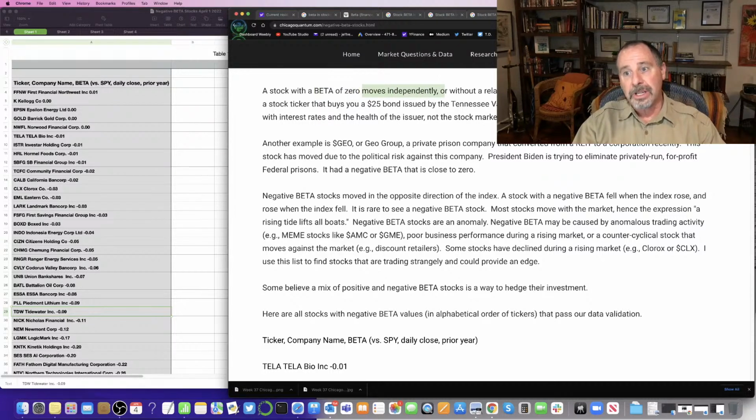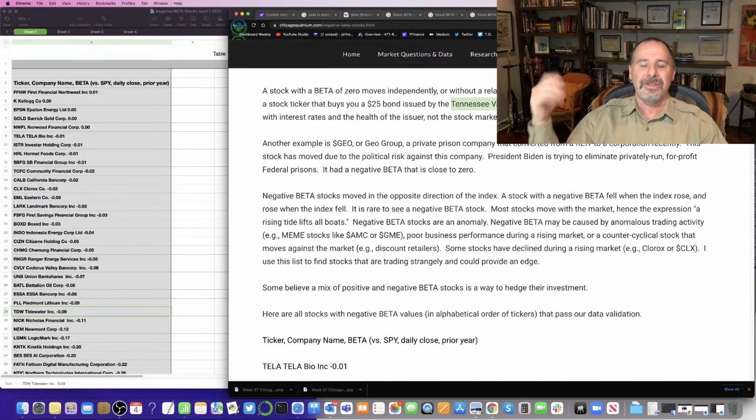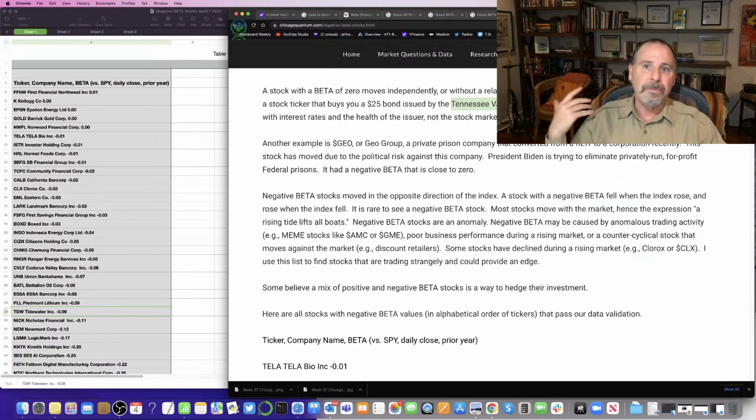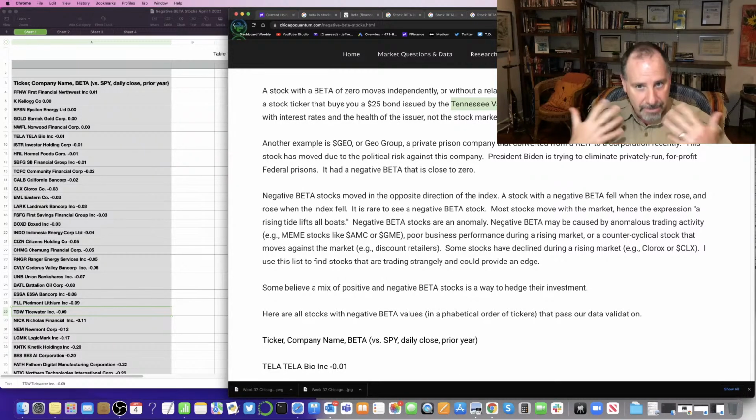A good example, again on the website, is TVC. It's a $25 bond that you can buy. It trades like a stock on the stock market. It's a $25 bond issued by the Tennessee Valley Authority. Well, guess what? The beta is near 0 because it actually moves based on the interest rates and the health of the company, not the stock market.